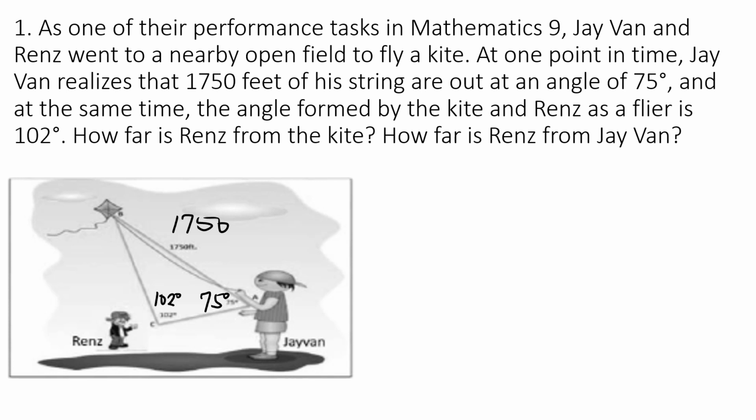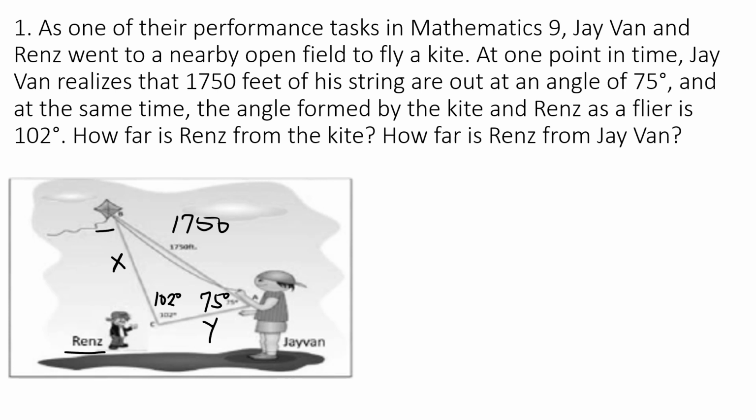At the same time, the angle formed by the kite and Renz as a flier is 102 degrees. The question is how far is Renz from the kite? This is the first one that we have to get, so this is our x. And the second one is how far is Renz from Javan? So we have to find two answers here.